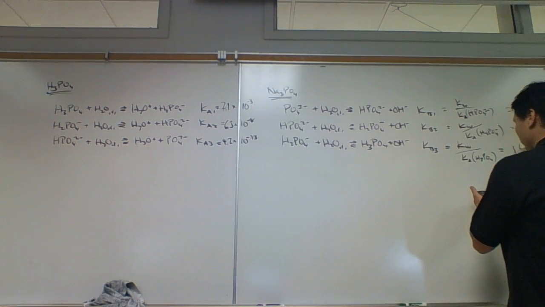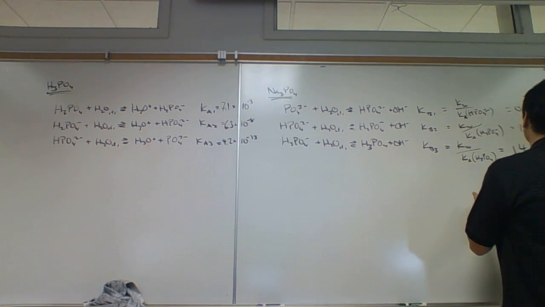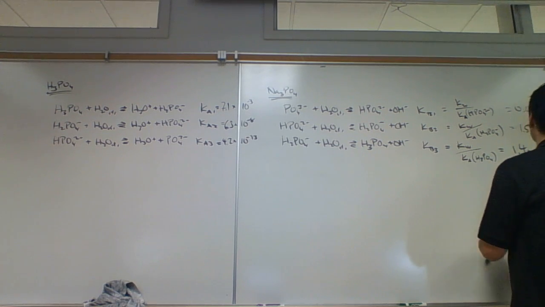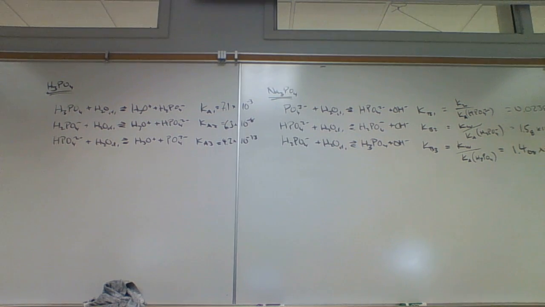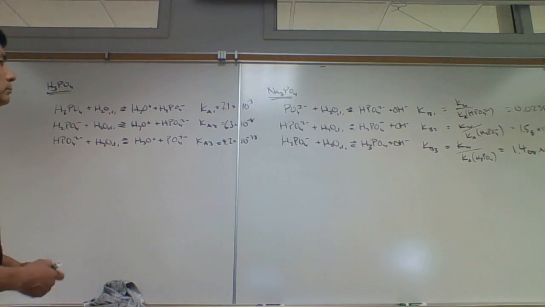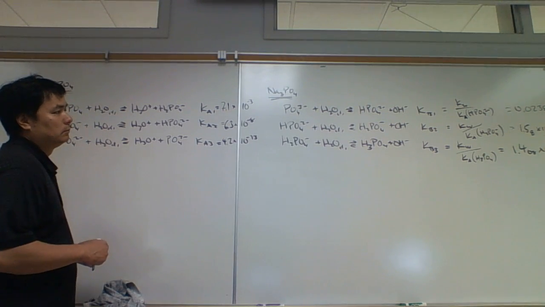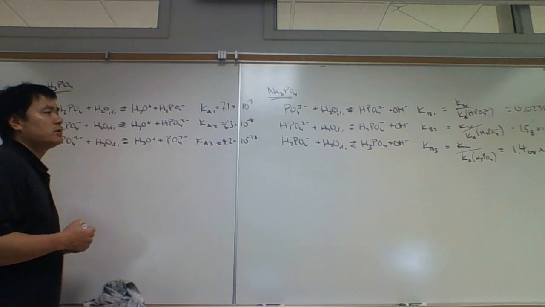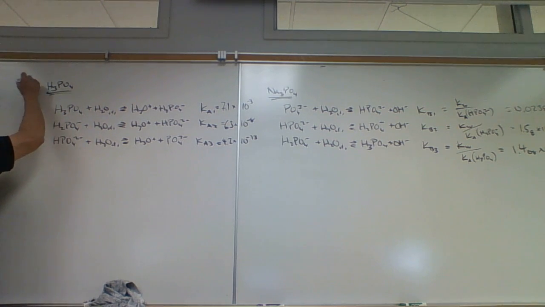I get 1.408 times 10 to the minus 12. And those are pretty weak as far as a base goes. What would be Kb3? And so, you know, this is an acid solution.